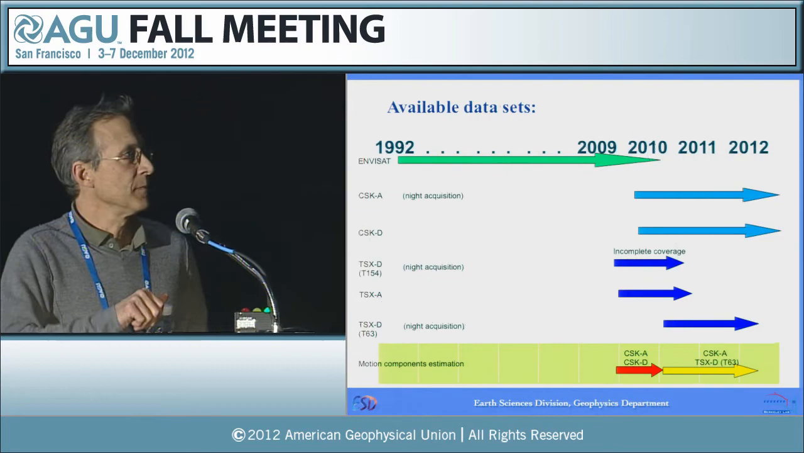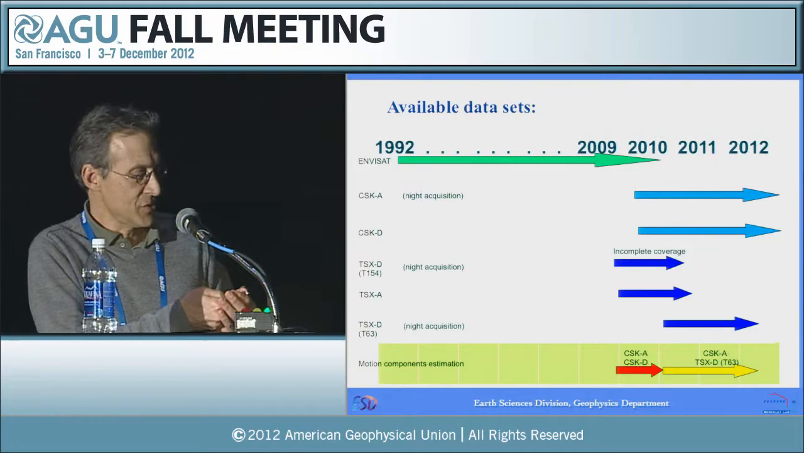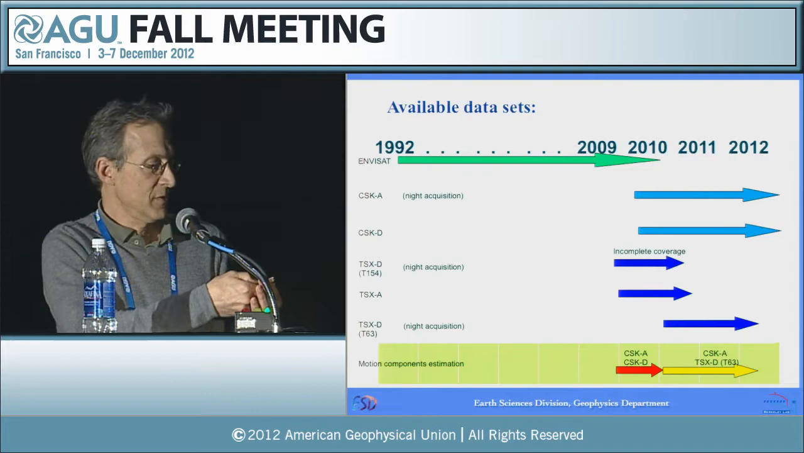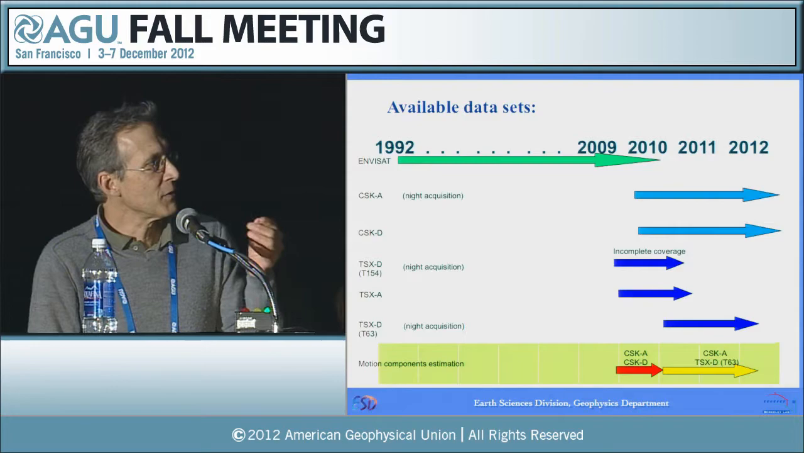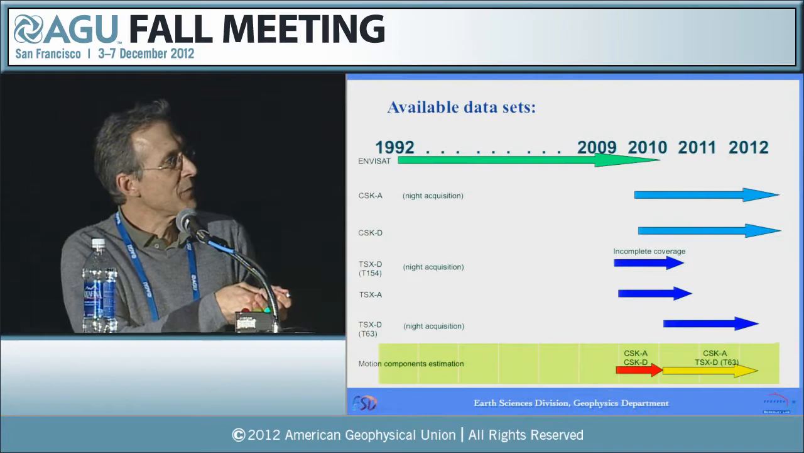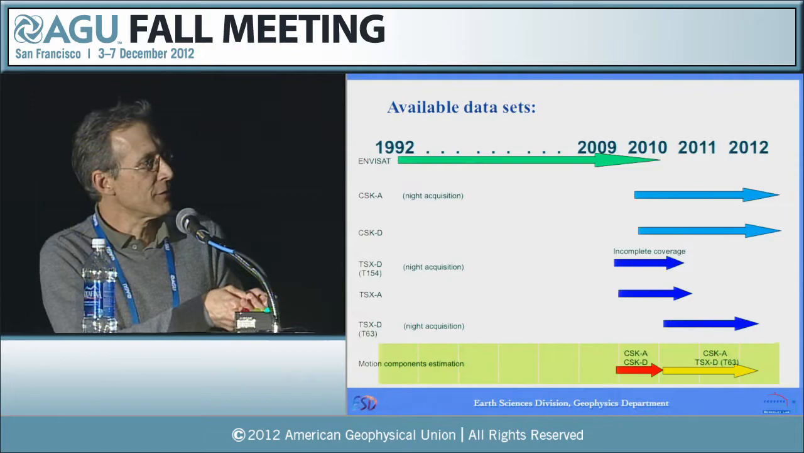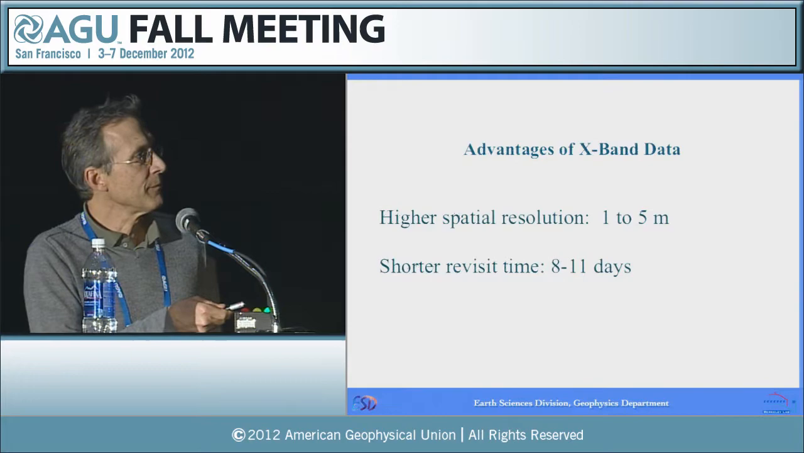Okay, so early on we had the ENVISAT data set, and then after that, the ENVISAT satellite was decommissioned around 2009. And after that we acquired other satellites, which are shown below in the blue. So after the decommission of ENVISAT, there were the COSMO-SkyMed, which is an Italian satellite, and then the TerraSAR-X, which is a constellation of satellites operated by Germany. So we could use these data after we used the C-band data.